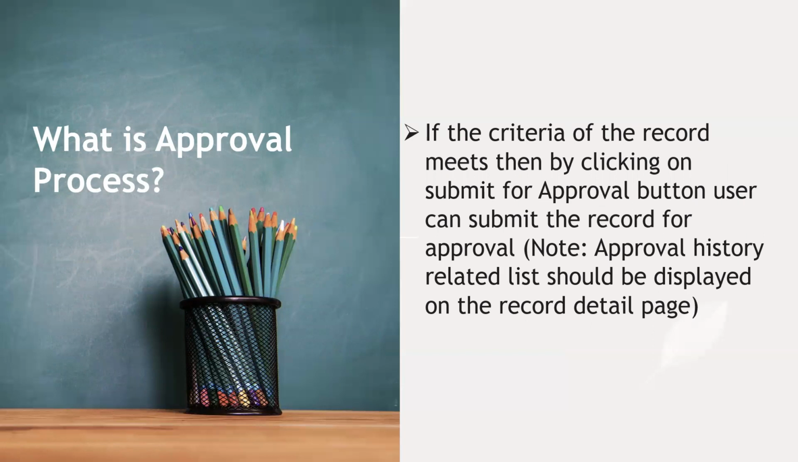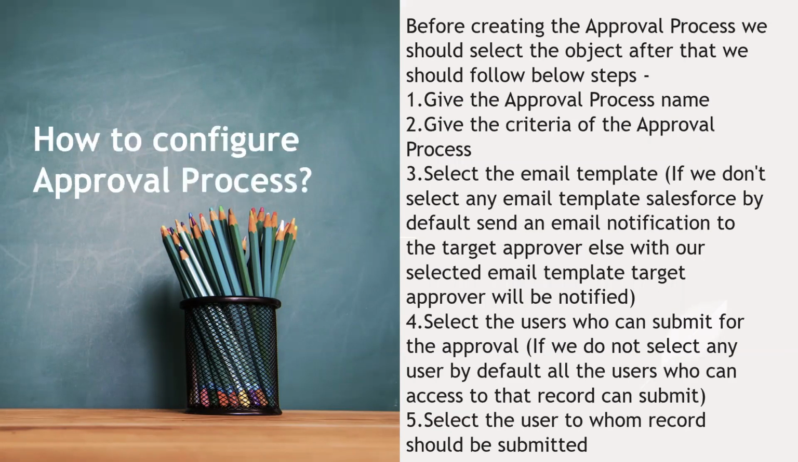The approval history should be displayed as a related list on the record detail page layout. So we have to add the approval history at the object level in the page layout. Then only can we see the approval history. So how do we configure the approval process? There are some different steps for configuring it. Before creating the approval process, we should select the object. For that we should follow the steps.